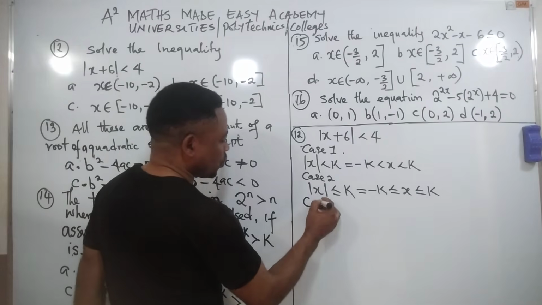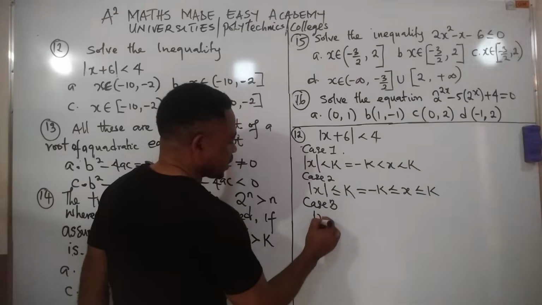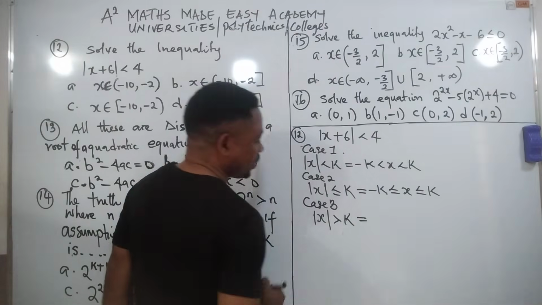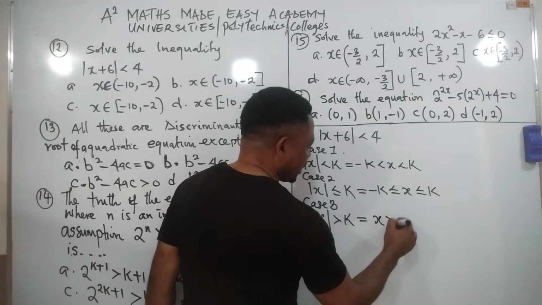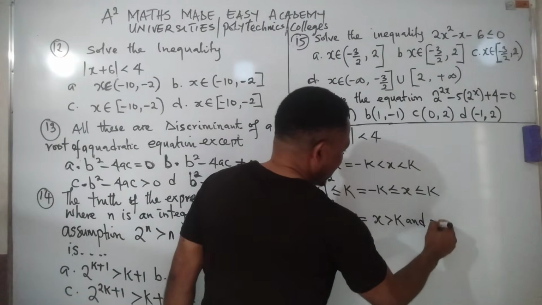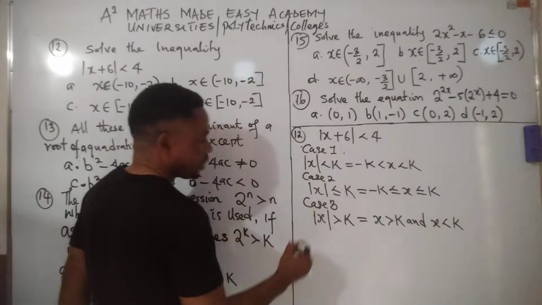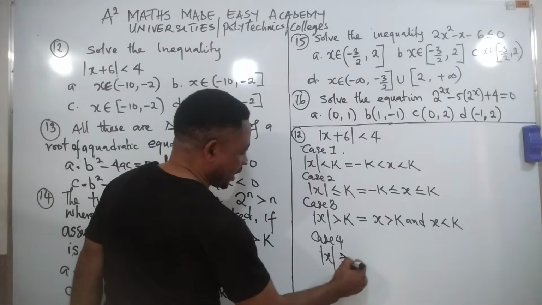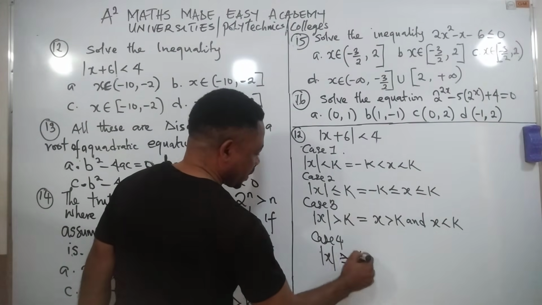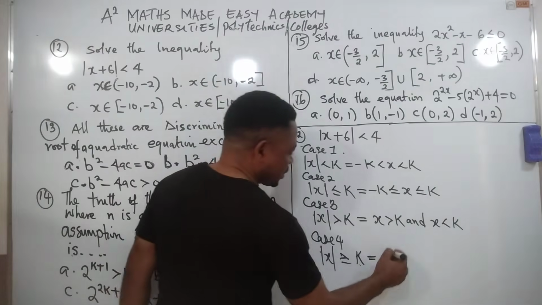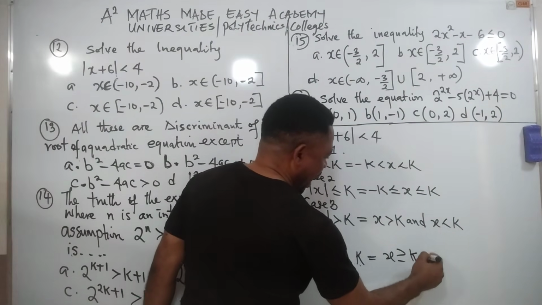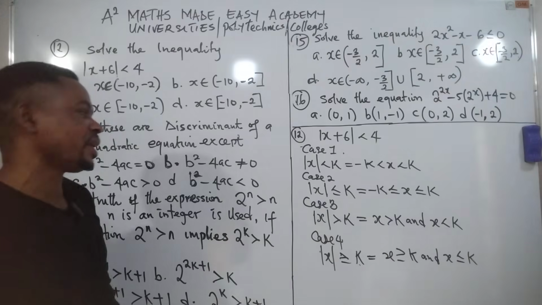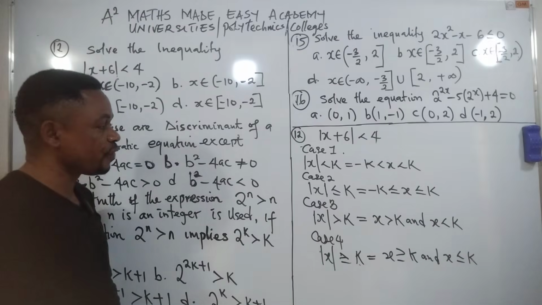Then we move over to case 3. Case 3 says absolute value of x greater than k can be expanded like this, that x is greater than k and x is less than minus k. Then the last one, case 4, absolute value of x greater than or equal to k, is the same thing as x is greater than or equal to k and x is less than or equal to minus k. These are the basic cases that satisfy this absolute value of an inequality.